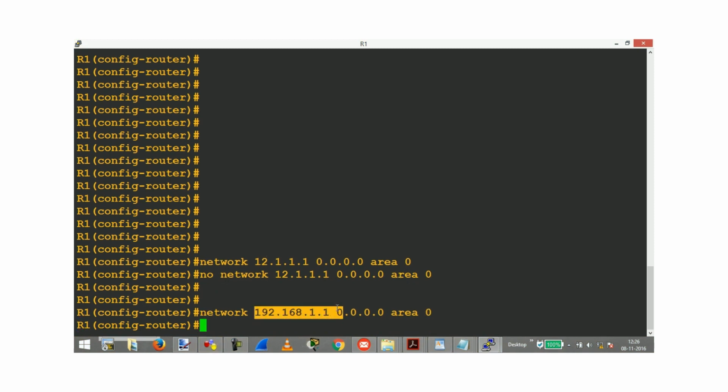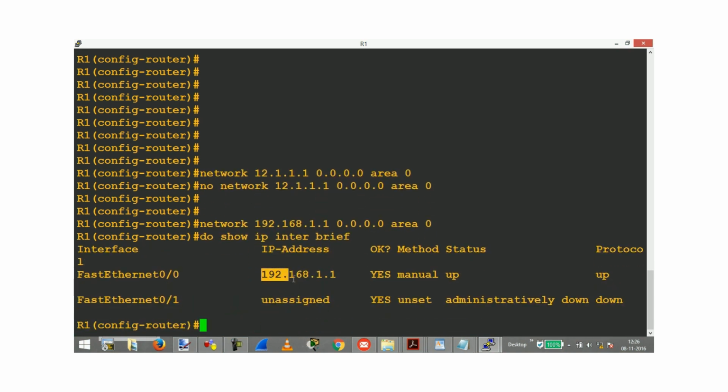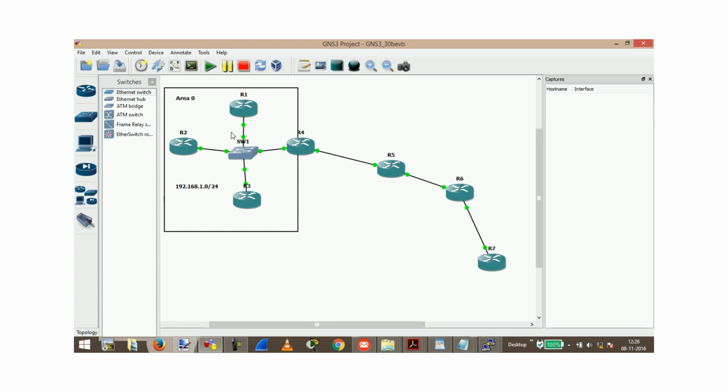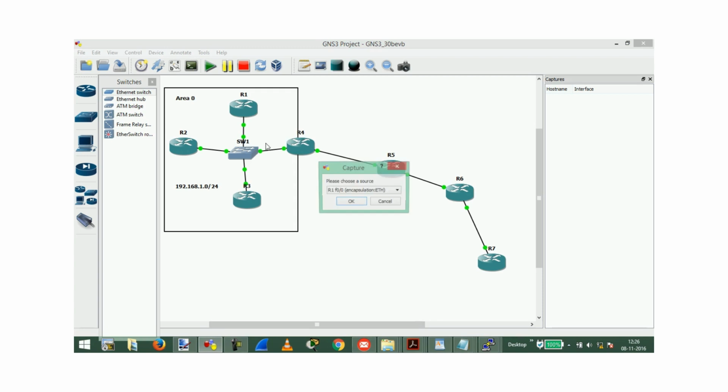Okay, 192.168. You can also see this with show ip interface brief. On this particular interface F0/0, which has the 192.168.1.1 IP, we have enabled area 0. And we also know that the moment we enable OSPF on an interface, the router starts transmitting OSPF hello messages every 10 seconds by default. So we can also capture it and see this.